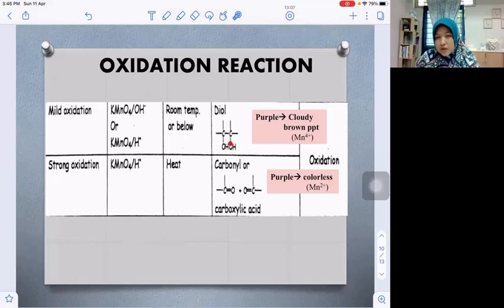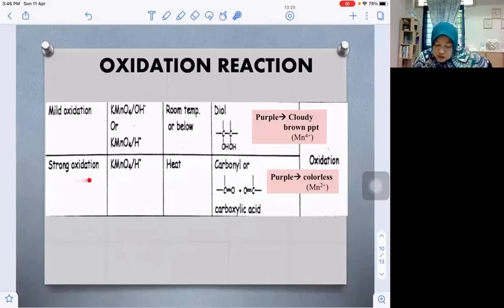Two hydroxyl groups attached to the carbon-carbon double bond. And the observation for this mild oxidation is that the purple color of the potassium permanganate will turn to a cloudy brown precipitate to show the presence of MnO2, to show the production of the MnO2.